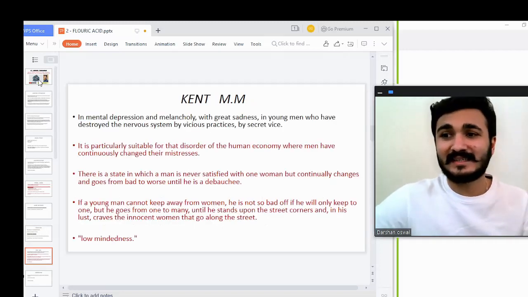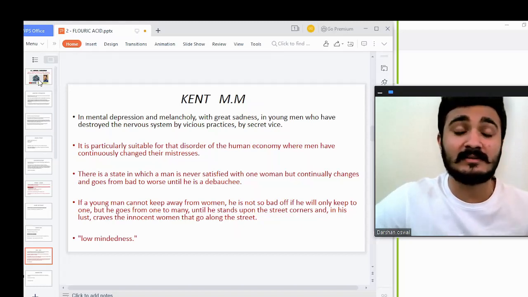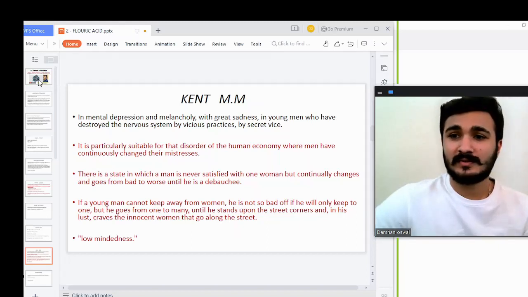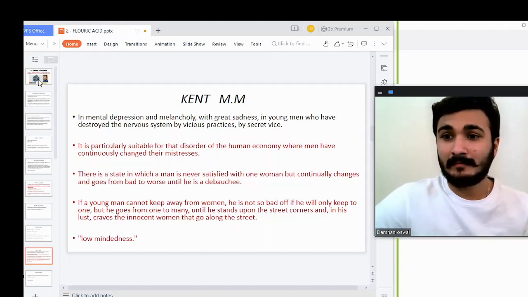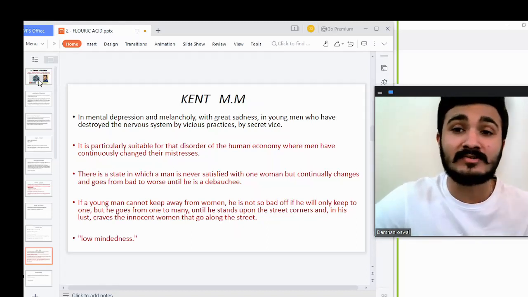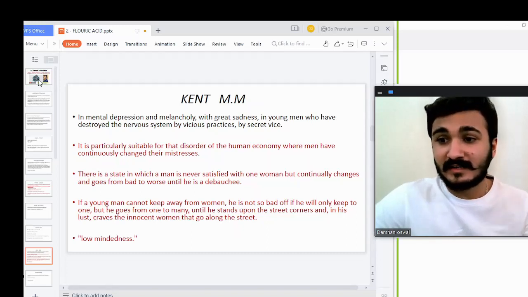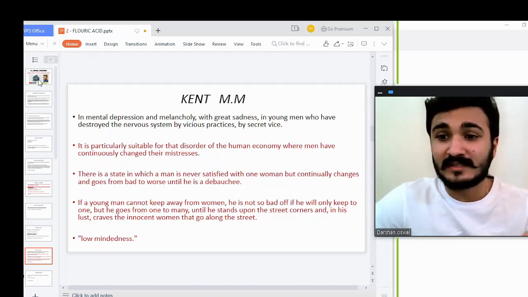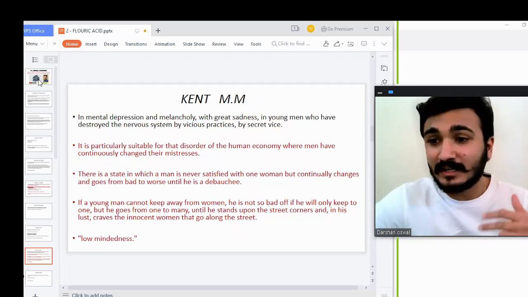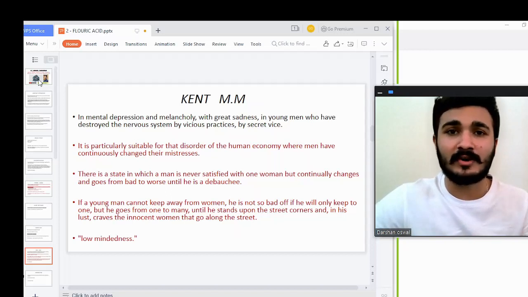Kent writes that this is specially indicated in men, women with great sadness, great melancholy, and who have destroyed the nervous system by vicious practices like going for sex, going for prostitutes, by secret vice. Particularly suited for human economy where men have continuously changed their mistress, that is the wife. He has changed the partners. There is a state of man which is never satisfied with one woman, but continually changes and goes from bad to worse until he is a debauchee.